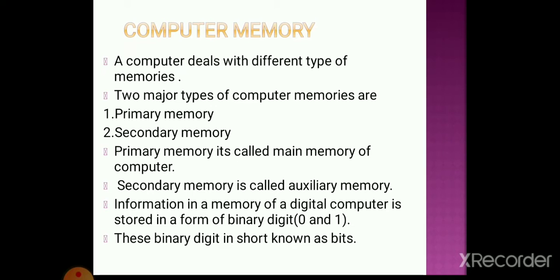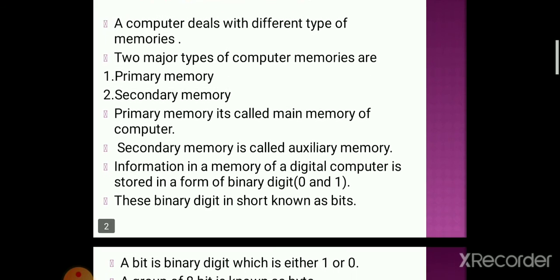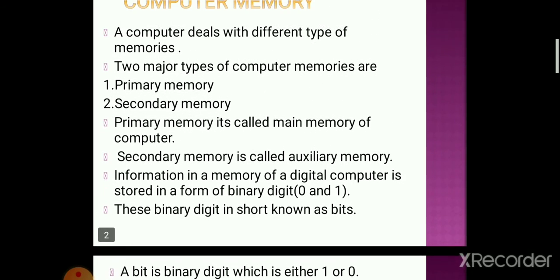Primary memory is also known as the main memory of the computer. It is an important part of the computer in which data is stored for quick access by the computer processor. Now we move to secondary memory.